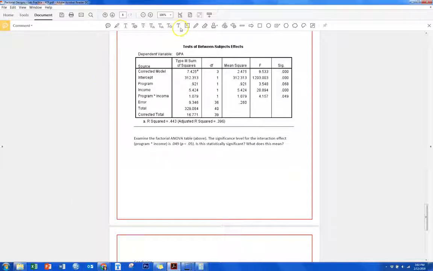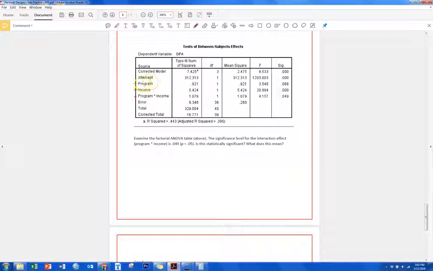So we have three effects that we're going to be considering. We have the program, so that's program participation, whether they're in the participant group or in the wait list. We have the income level of the child as another main effect, and then we have the interaction effect, the interaction between the two variables. This is an asterisk, which is basically the same as a times sign. So it's the program effect multiplied by income level. That's the way we'd symbolize an interaction effect right there.